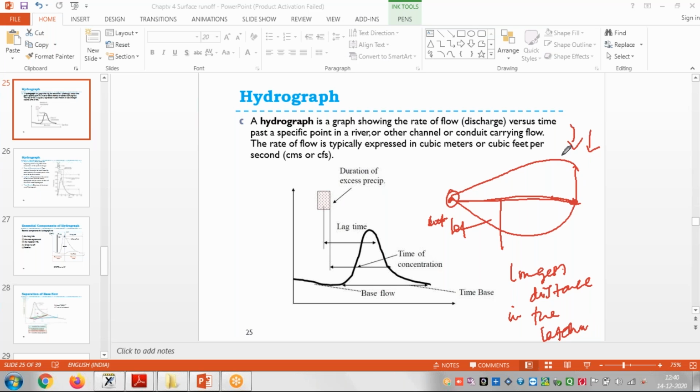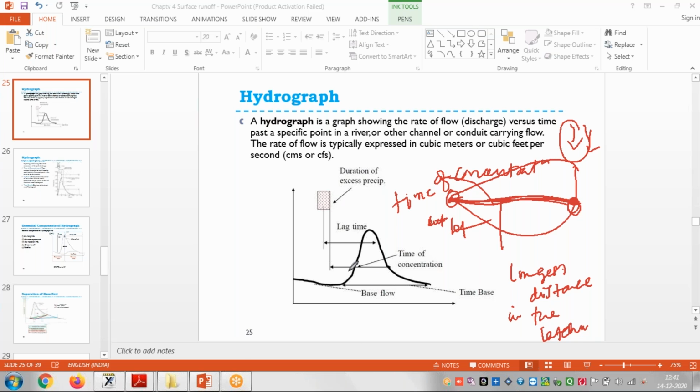Now, what happens when rainfall is occurring? After say 2 or 3 hours, the rainfall stops. So whatever the last particle of the rainfall is, suppose it was somewhere here, and after that the rainfall stopped. The time required for the last particle of the rainfall to travel to the outlet is called the time of concentration.